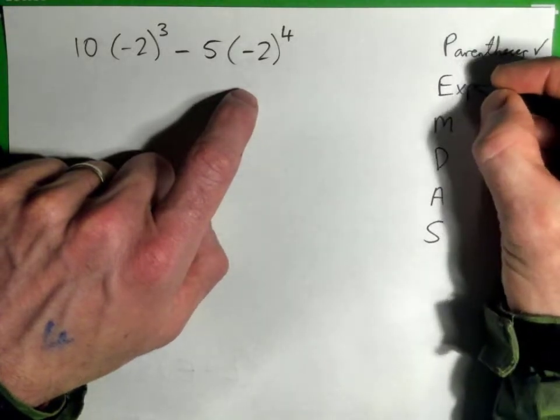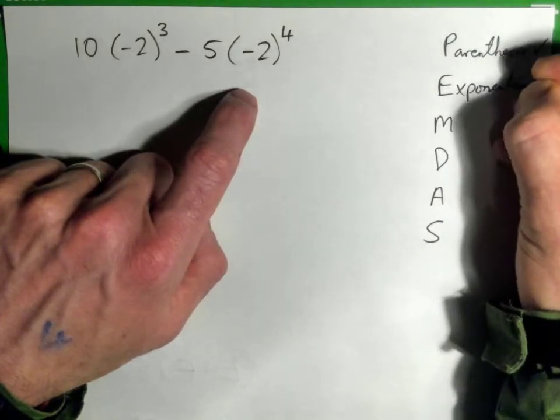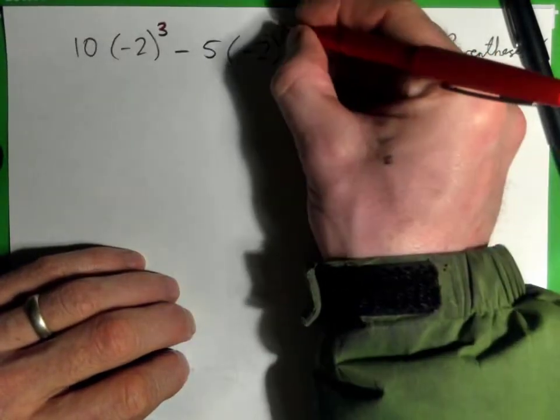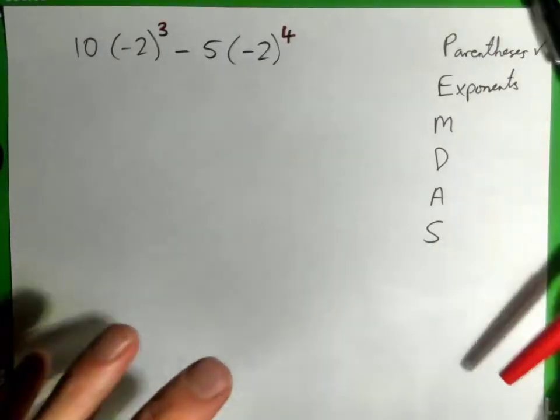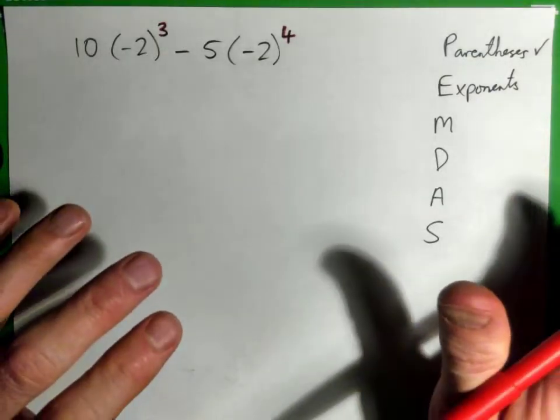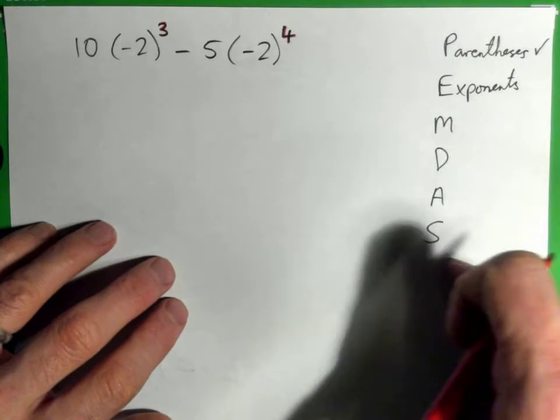But we do have exponents, and that's what we look at next. We have a power of 3 here, and we have a power of 4 here. So following the order of operations, we deal with the exponents first of all. And then we multiply and divide, then we add and subtract, right?